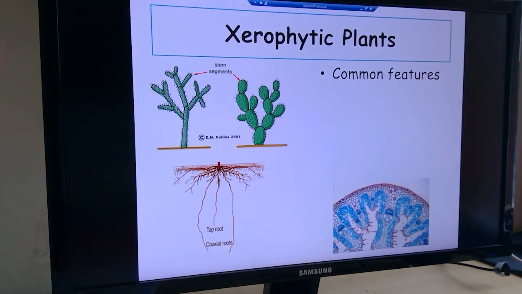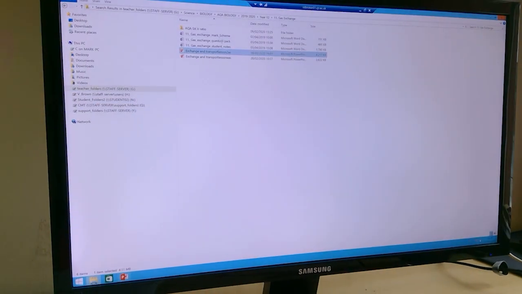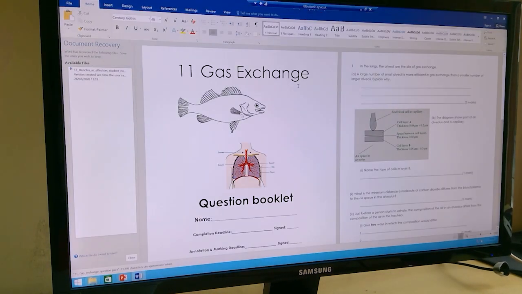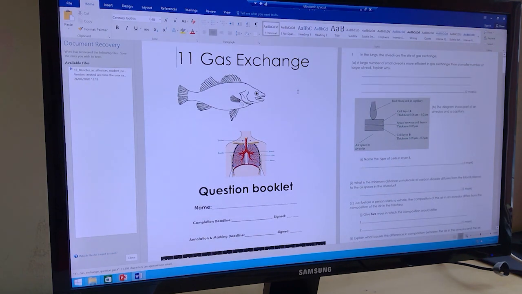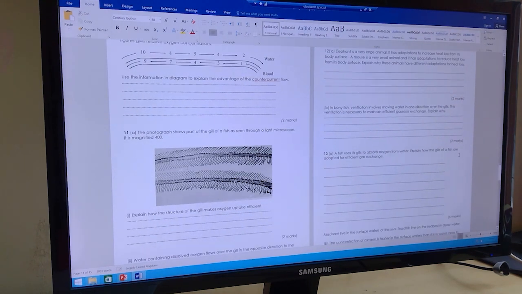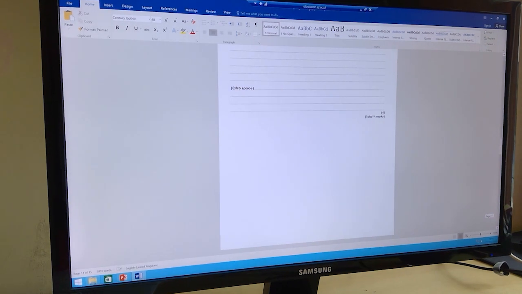Oh, okay, so we're going to stop there and we're going to go to the question part before we hit our xerophytes. Okay. So, if you open up your question pack, oh, there's a leaf on there.